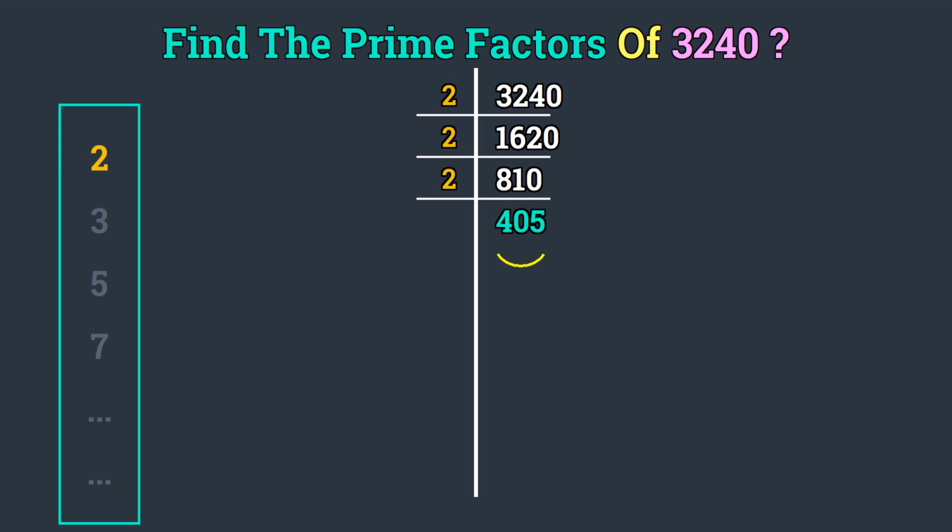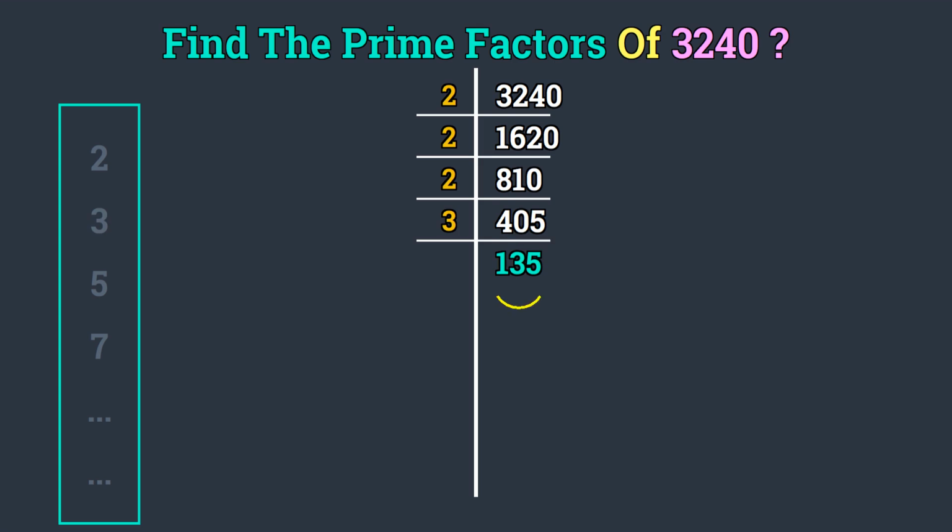Dividing 405 by 2, the result is not integer. Since the result is not integer, so we will try to divide by the next number. Dividing 405 by 3, which equals 135. So 405 divided by 3 equals 135.